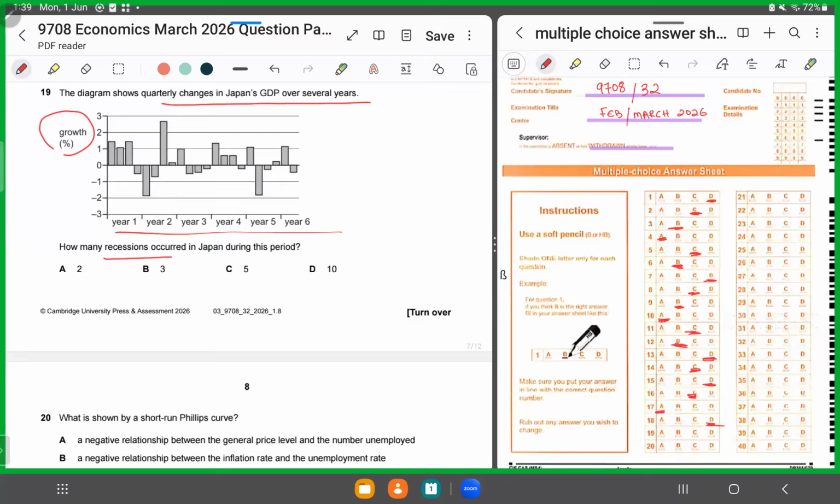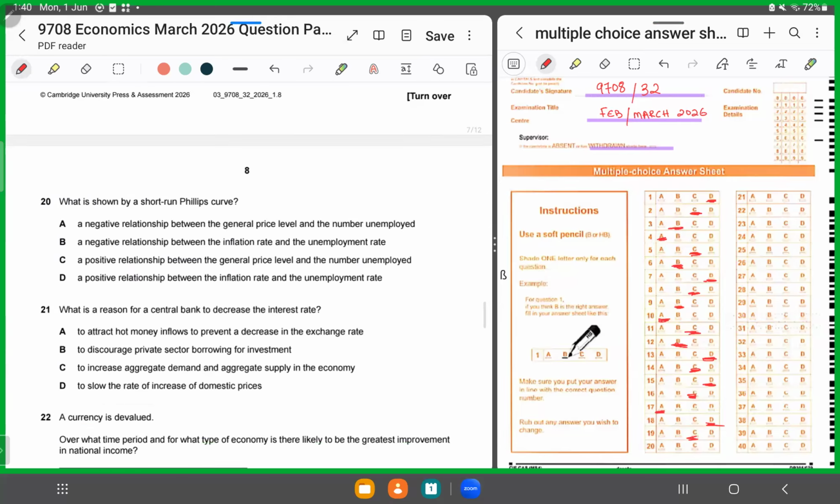Now what is recession? Recession is when there is negative economic growth for 2 consecutive quarters. For 2 consecutive quarters, there is negative economic growth, that's recession. So now notice, it's over here, it's over here, it's over here. So it's 3 times the recession is occurring. So for 19, we should see as the correct answer.